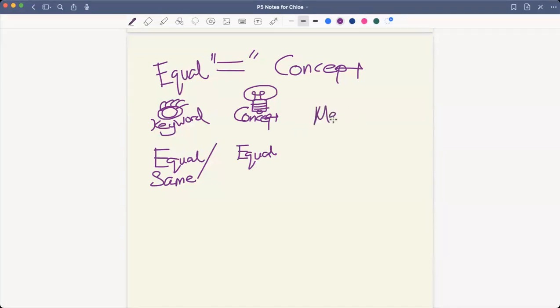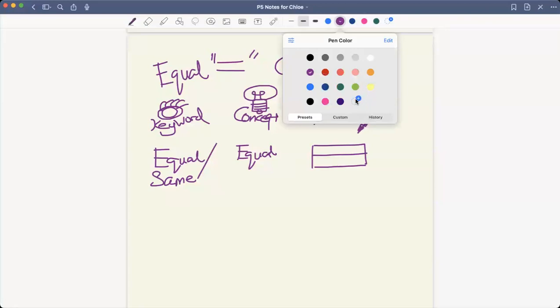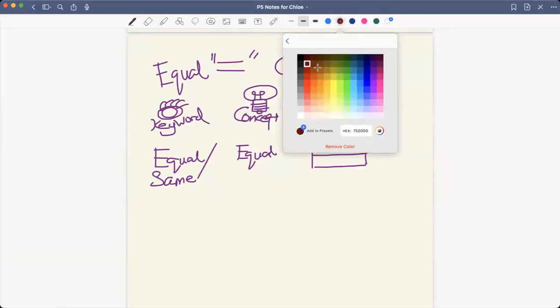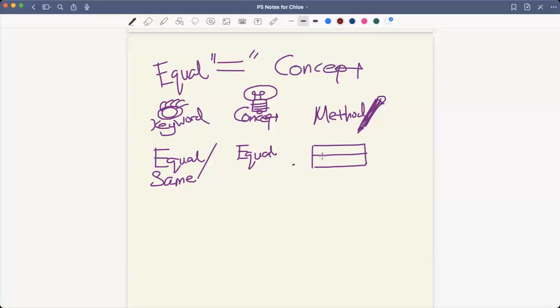Then the method, which is what you have to start drawing. You have to draw two equal bars, or we can say that it's KitKat. Okay, KitKat, brown.